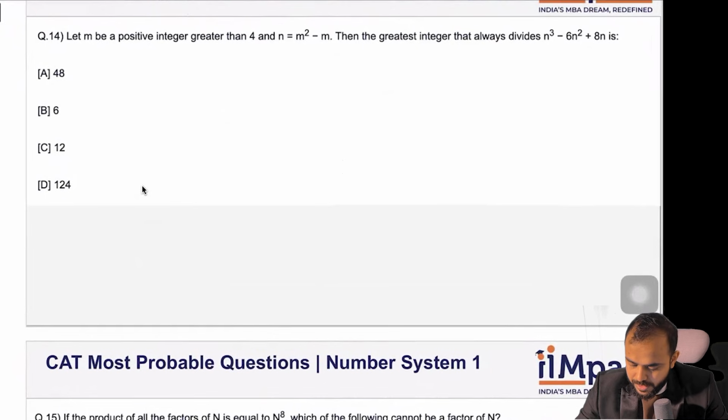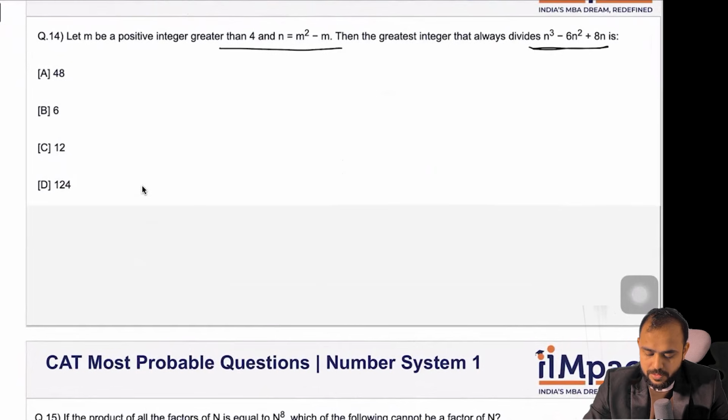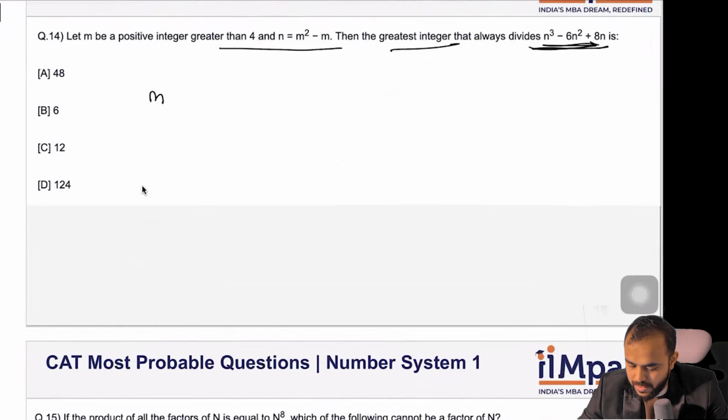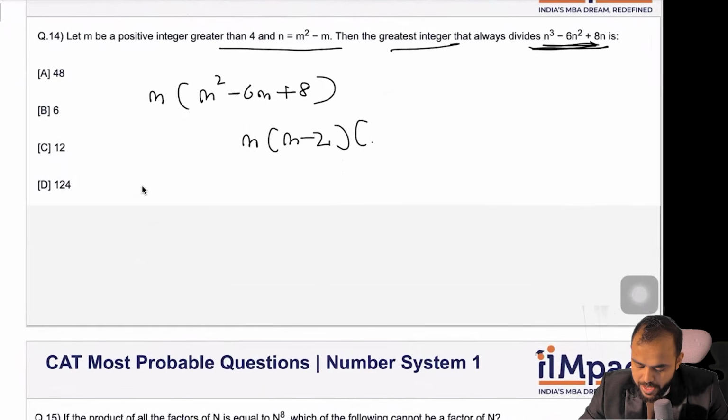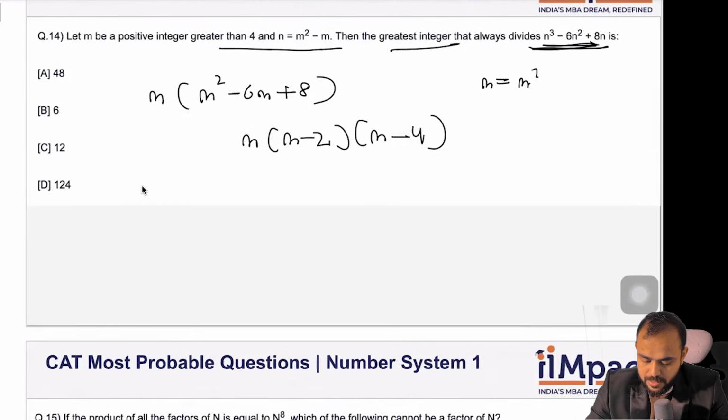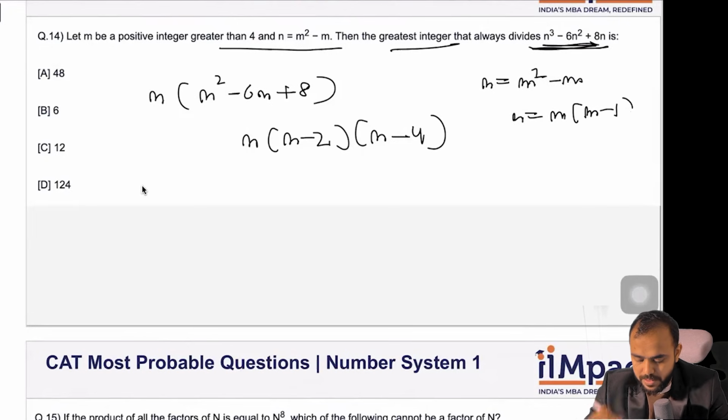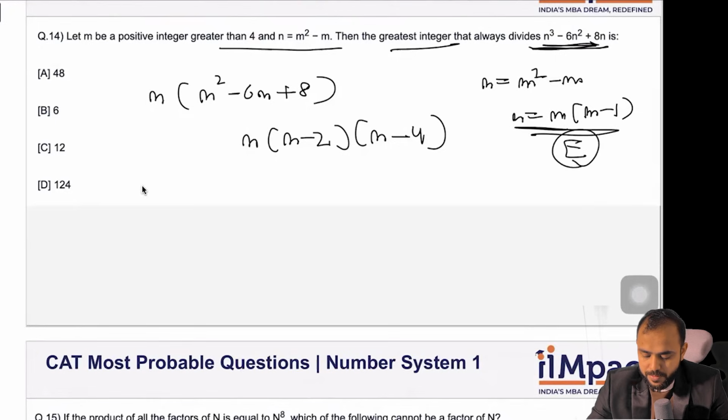So m is a positive integer greater than 4 and n is equal to m square minus m. First let us factorize this. We want to find the greatest number that will always divide this. So this is n into n square minus 6n plus 8, or n into n minus 2 into n minus 4. Now let us look at this. n is m square minus m, so n is going to be m into m minus 1, or n will be an even number because it is the product of two consecutive numbers.